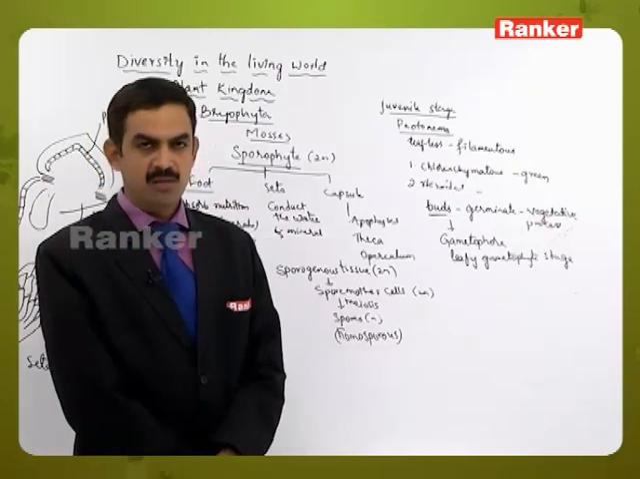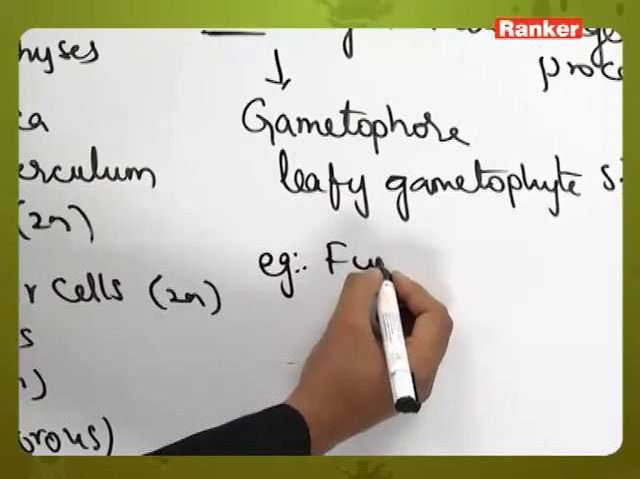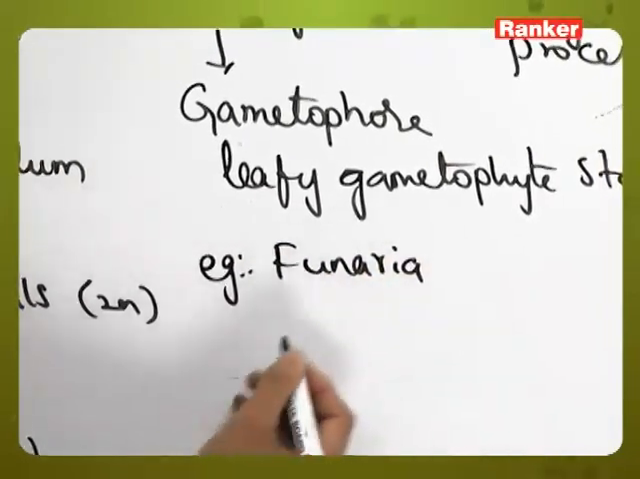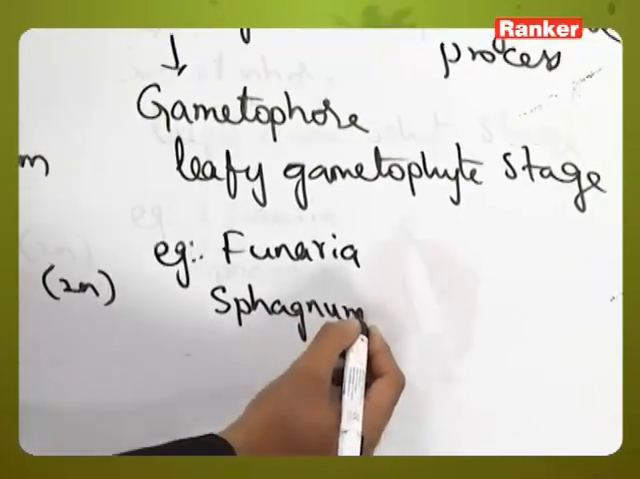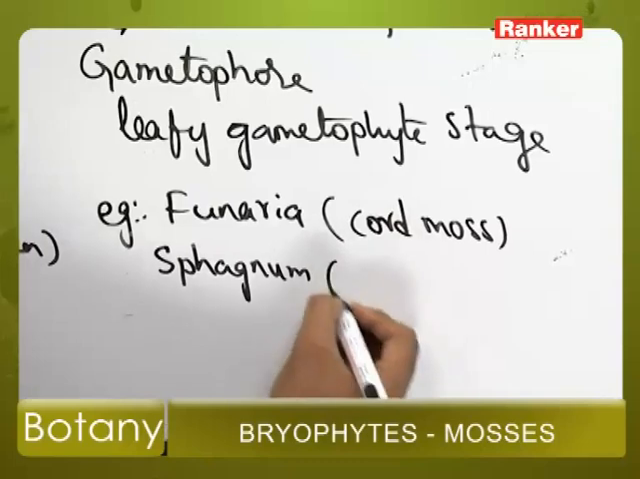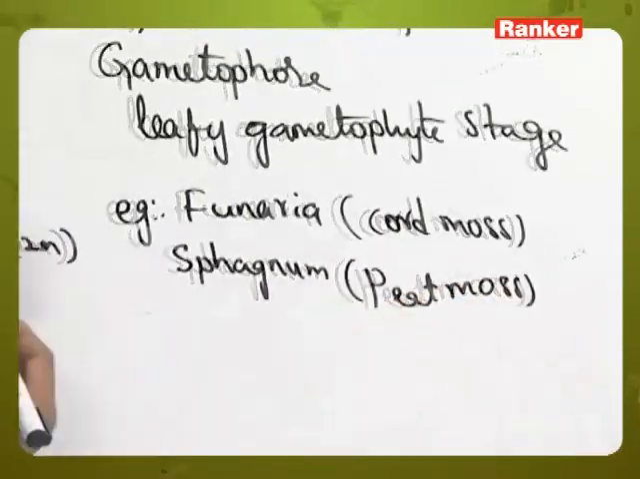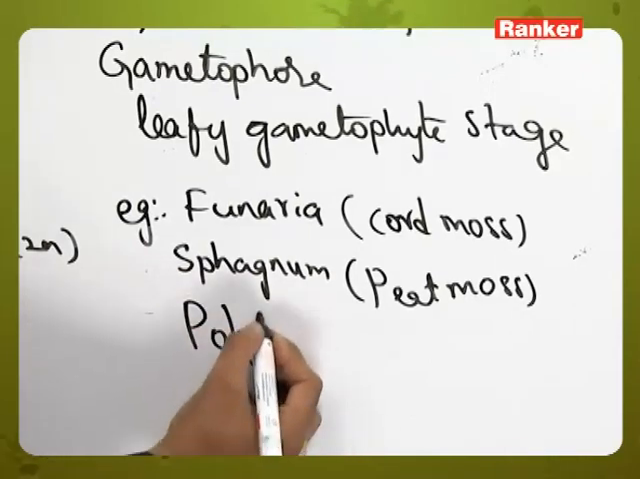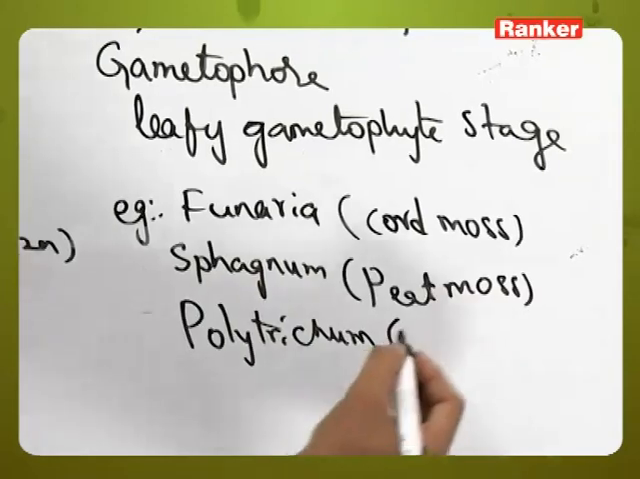Some of the examples belonging to the mosses are Funaria, Sphagnum. Funaria is called cord moss, Sphagnum is called peat moss, and Polytrichum. This is called hair cap moss.